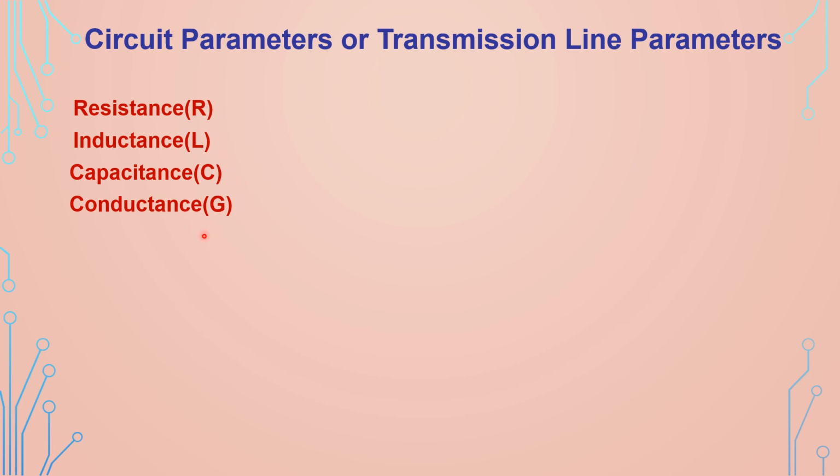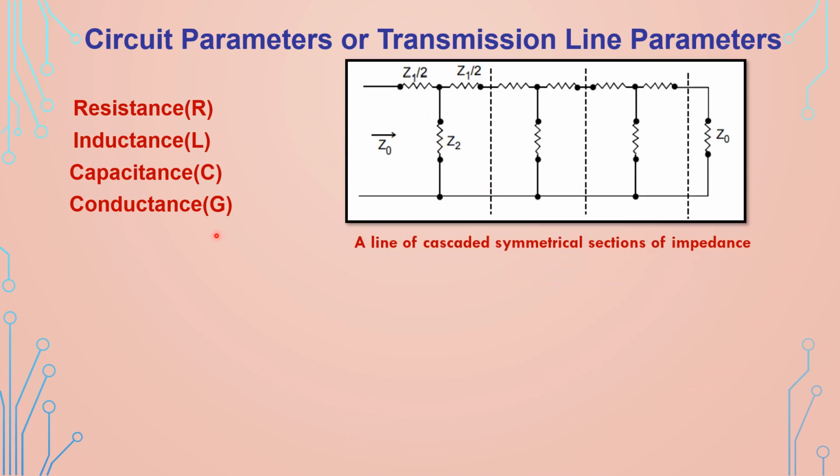Then what is conductance? Conductance is mainly due to the dielectric or insulators of open wire lines, which may not be perfect, or there may be a leakage current that flows. Due to that, conductance exists. This leakage conductance exists between the two conductors, usually denoted by G, and the unit of conductance is mho, which is just the opposite of resistance.